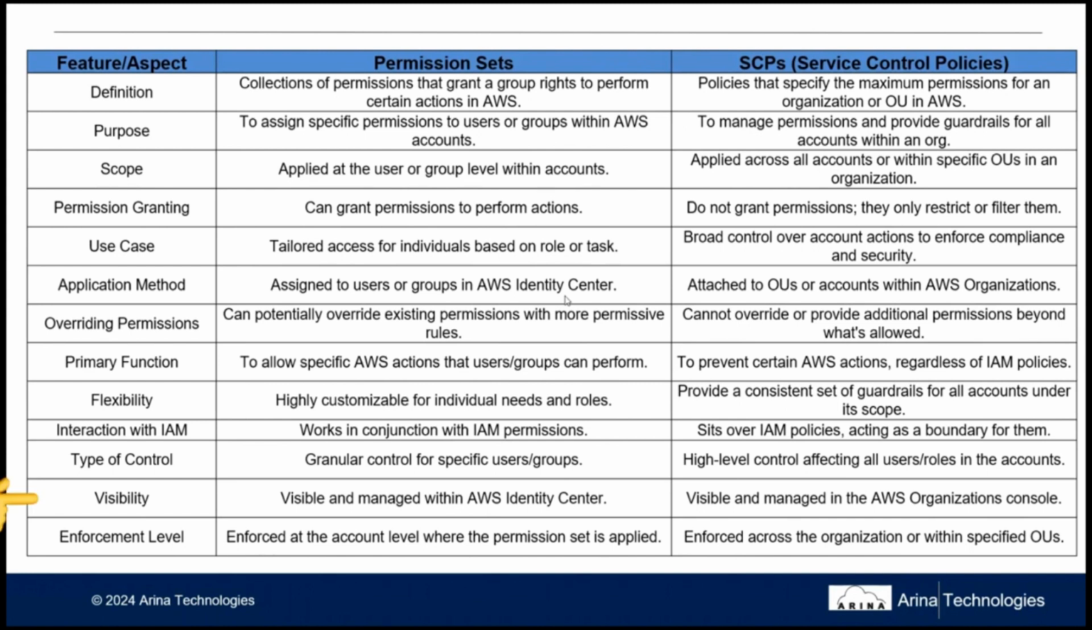Visibility, as I said: a permission set is visible within the AWS Identity Center, while service control policies are visible and managed within Organizations, a very different segregation. And enforcement: the permission sets are enforced at the account level, as I showed you, where you apply a permission set to a particular user or group and then they'll be provisioned, while service control policies are enforced across the organization or within the specified OU.